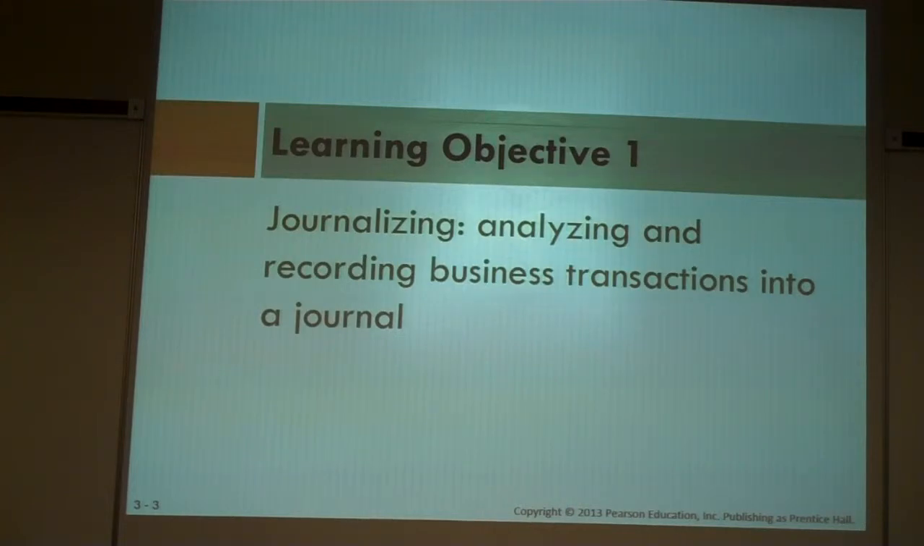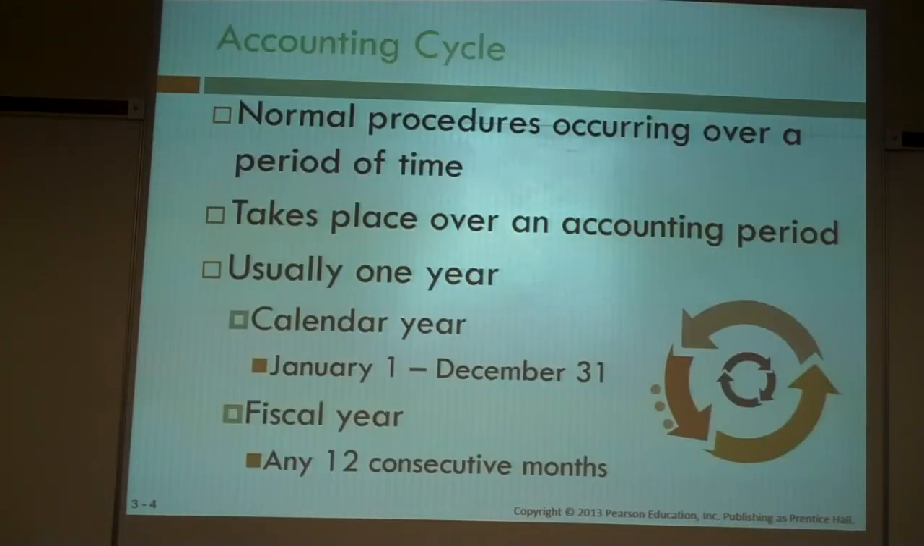We're going to journalize, which is just analyzing and recording the business transactions in the journal. The accounting cycle: the normal procedures that occur during whatever period of time we're looking at, whether it's a week, a month, a quarter, a year. It's usually a year, but it doesn't have to be the calendar year, which is January to December 31st. It could be what we call a fiscal period or a fiscal year.